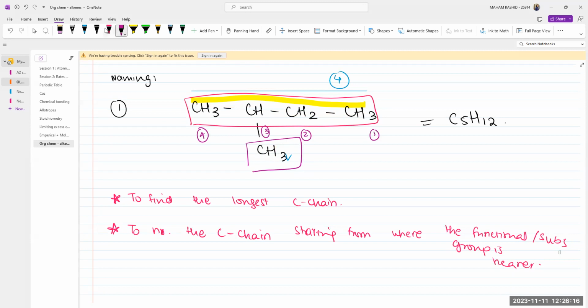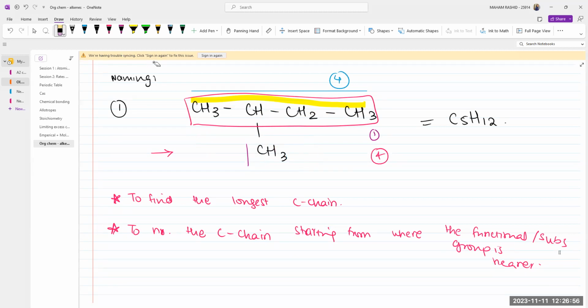But if I use another method, if I start numbering from here, 1, 2, 3, 4, now my substituent comes on number 2. So we need to number our carbon chain in a way where our substituent comes on a smaller number. That is why we say to number the carbon chain starting from where the functional group or the substituent group is nearer. So the nearer it is, the smaller the number it's going to get, right?